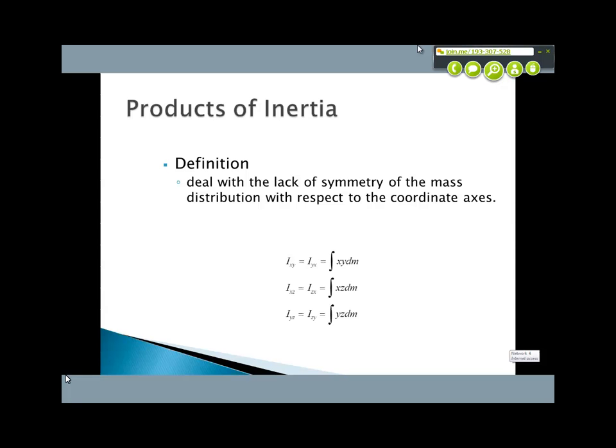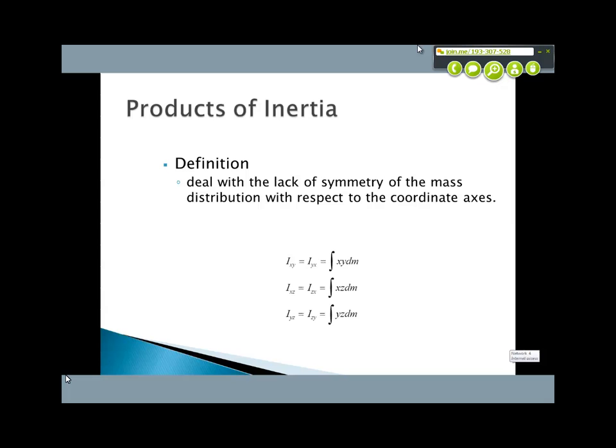The products of inertia, generally we think of the products of inertia as kind of the out of balance products. So these are the products that typically are going to cause an imbalance in the system.